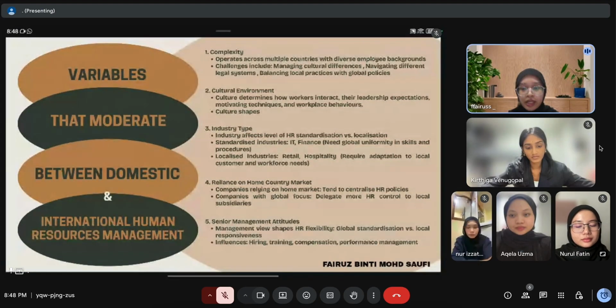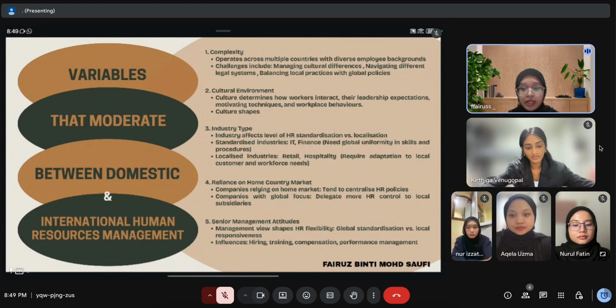They come up with a comparison between standardization and localization. For standardization, in terms of IT and finance, they need global consistency in skills, systems, and rules. However, in the localization industries, such as retail and hospitality, they must adapt to local customer behavior and labor availability.